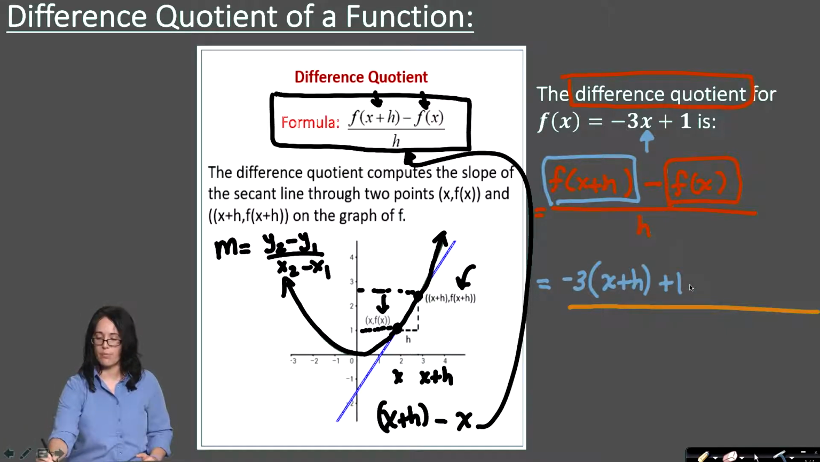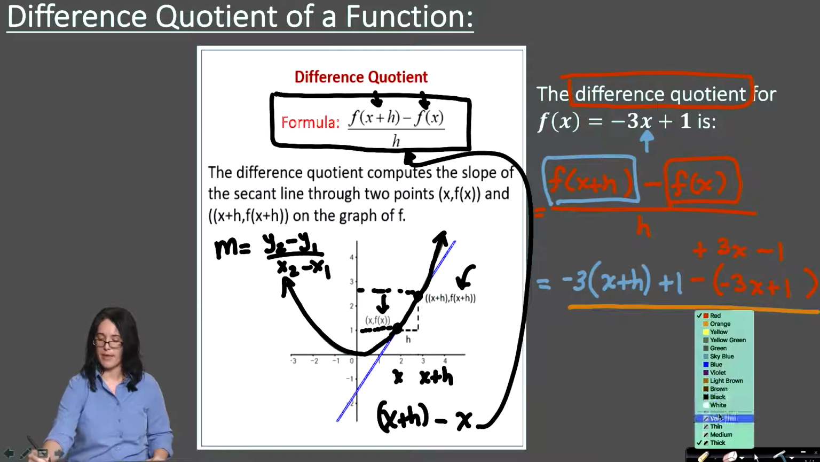So let's do that. But notice the subtraction sign. We have to subtract whatever f of x was. But f of x was negative 3x plus 1. Now, some of you can do that in your head very easily. So you just take the opposite of the signs, right? Positive 3x now. So this becomes a positive 3x when you distribute, and a negative 1. If you can do that in your head and save a step, feel free. But a lot of students need to write that out. All divided by h.